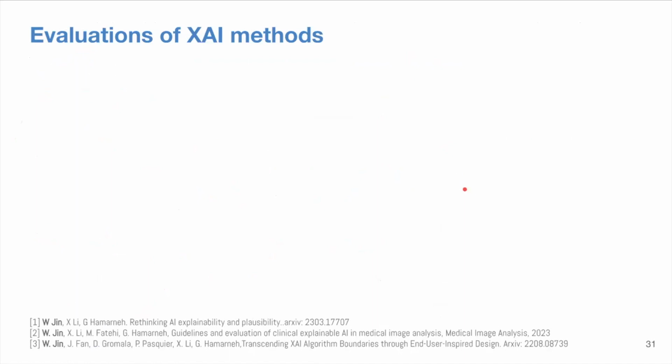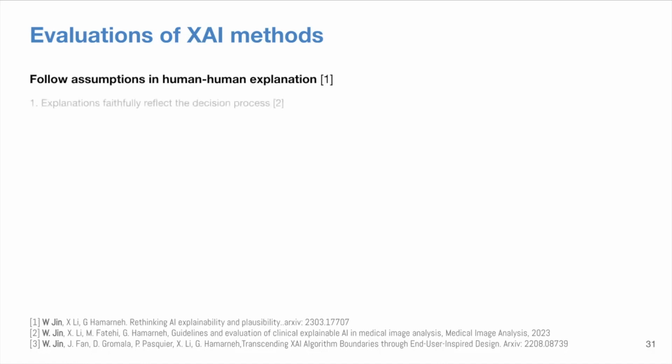So for the evaluation of XAI methods, we have two principles. The first principle is that we want the AI explanation to follow the same assumptions as human explanation.